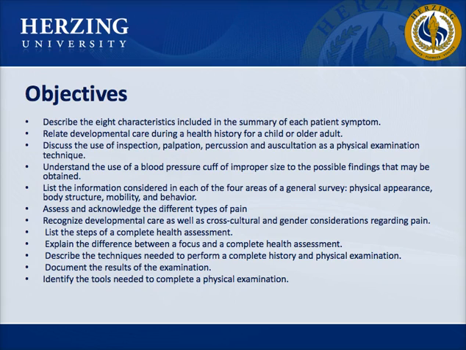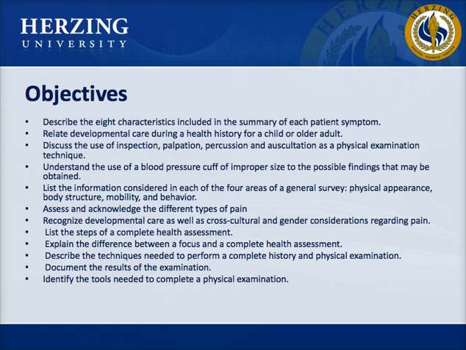Describe the 8 characteristics included in the summary of each patient's symptom. Relate developmental care during health history for a child or older adult. Discuss the use of inspection, palpation, percussion, and auscultation as a physical exam technique. Understand the use of blood pressure cuff of improper size to the possible findings that may be obtained.